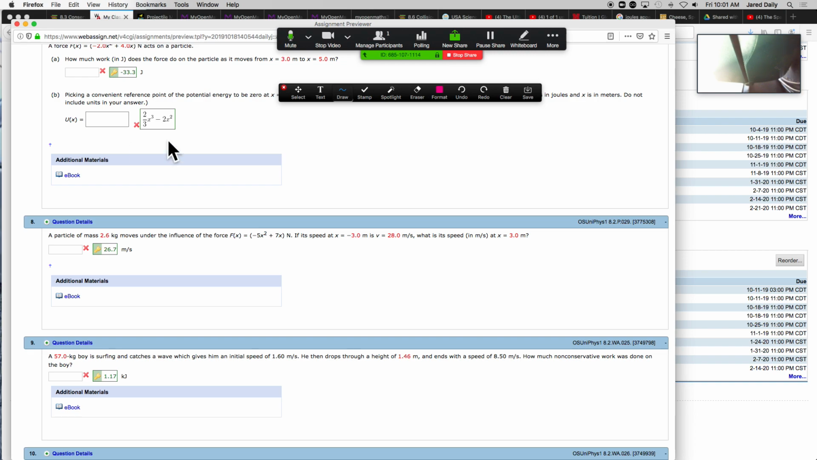So this one goes back to, you have a force that is changing, and you need to calculate the work done between 2 points. So they've told you the speed at one particular point. They want you to calculate the speed at a different point. And so what we do is we do our integral.